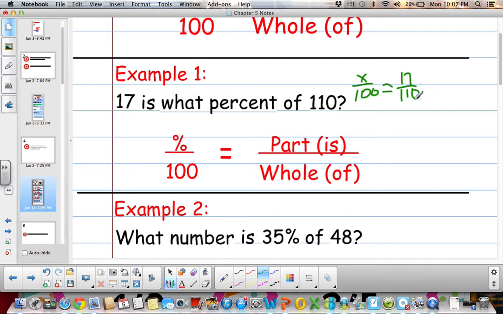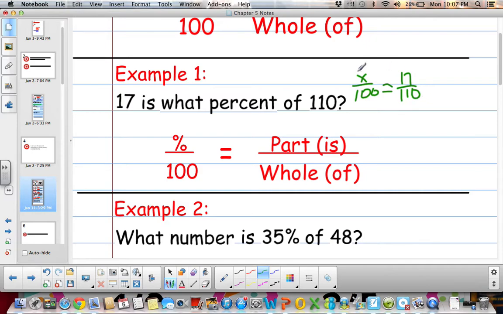So we usually look for the word is. Since 17 is right with is, we know that that's our part, and we know that of 110 tells us that that's our whole. Although it's not always, always, always going to be like that, so we do need to make sure that we figure out which is the part and which is the whole. And that's where the confusing part comes in.